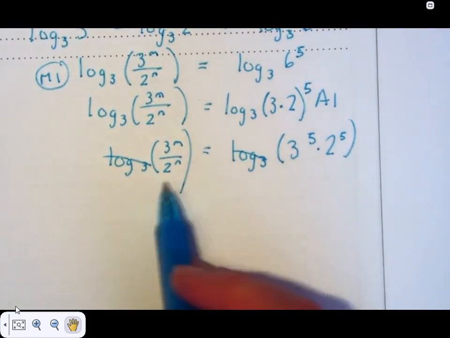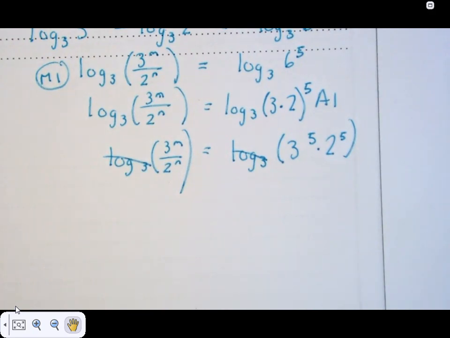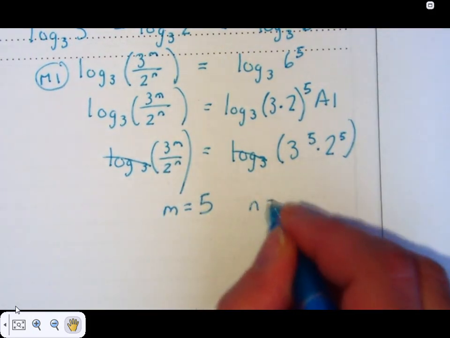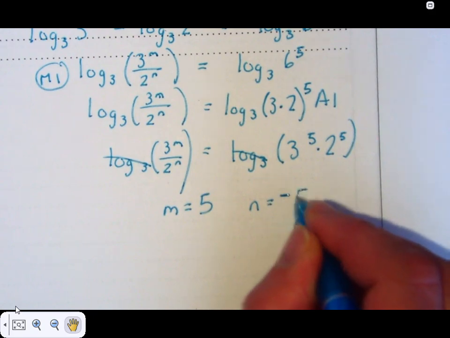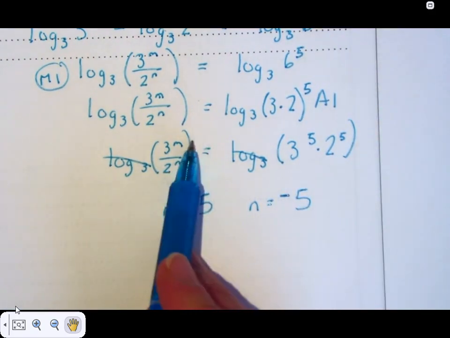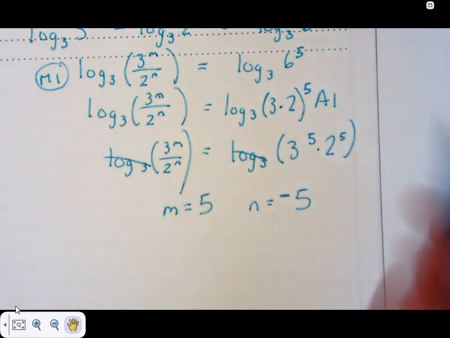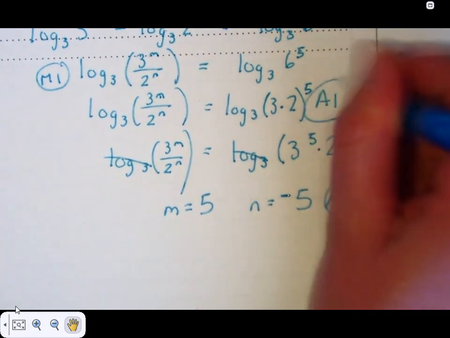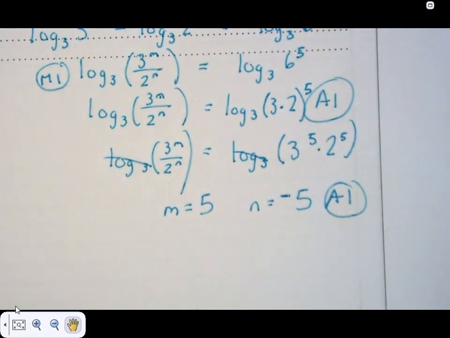And so you're just then looking at what's left, and trying to figure out what m would have to be and what n would have to be to make this true. Suggestions for m? 5, because then 3 to the 5th would equal 3 to the 5th. What about n? -5, because 2 to the -5, if you brought it to the top, would be 2 to the +5. And they gave you 1 mark for that. Did I write all the marks? Yeah. So that's kind of a tough way to earn some marks. That's it. It asked you to find m and n.